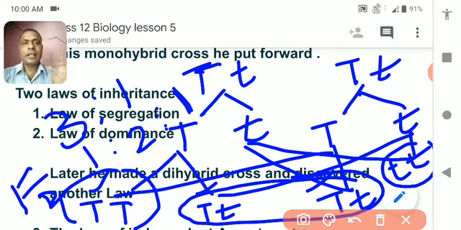Happy learning. Learn it. In the next class we will study the dihybrid cross and also the different laws of inheritance. I think you understood.